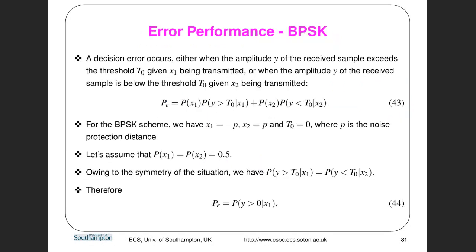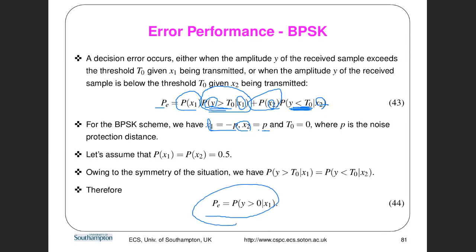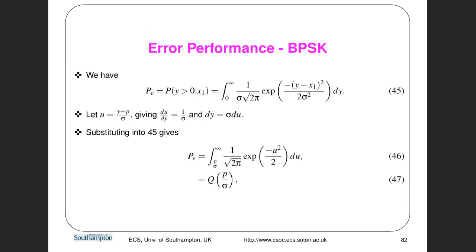The error probability is when we transmit a negative signal but receive a positive signal, or when we transmit a positive signal and then receive a negative signal. As I said before, there is a half-half chance whether a positive or a negative signal is transmitted. We only care about this one, because the whole thing is symmetric. This is a Gaussian PDF, so we put the Gaussian PDF in here and take the integral from 0, because 0 is the decision boundary. So x1 is minus d.